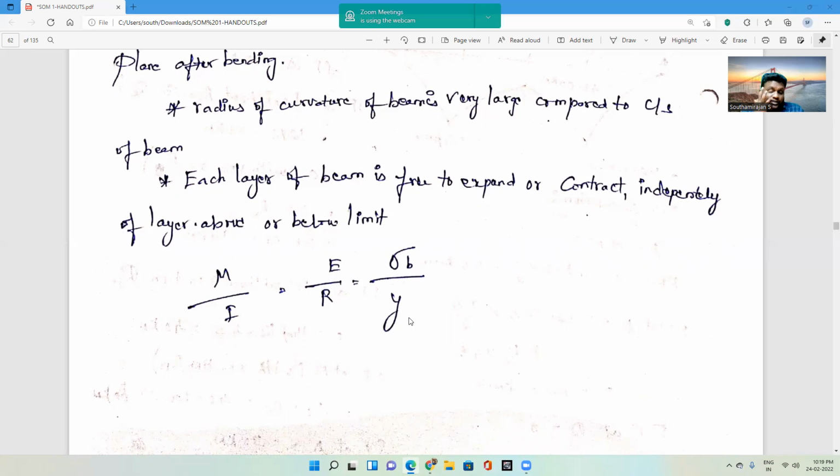Next, as per the assumptions, we derive the equation. That equation is M by I equal to E by R equal to sigma B by Y, which is a very simple formula. With the help of these relations we can calculate the bending stress. M is the moment, I is the moment of inertia, E is the Young's modulus, and R is the radius of curvature. Next, sigma B is the bending stress, and Y is the distance from the bending stress point of the member to the neutral axis.